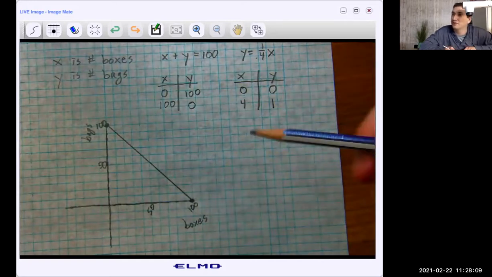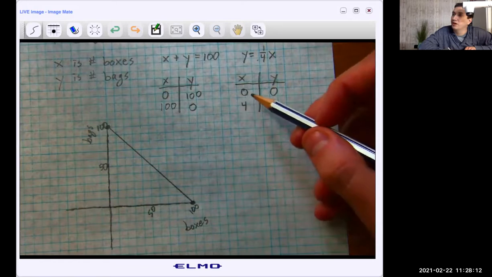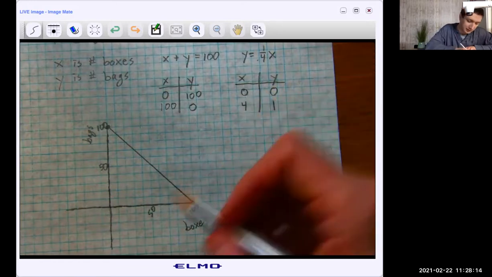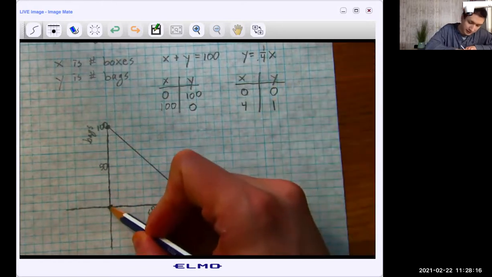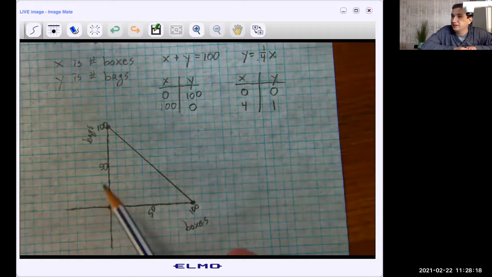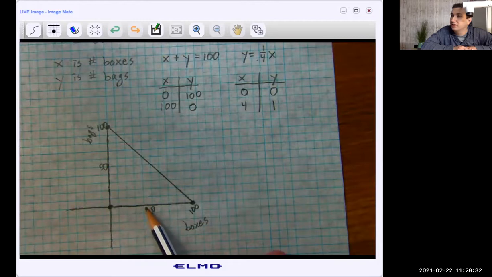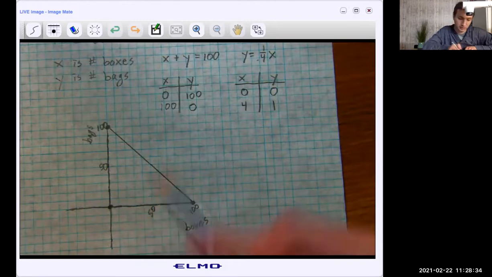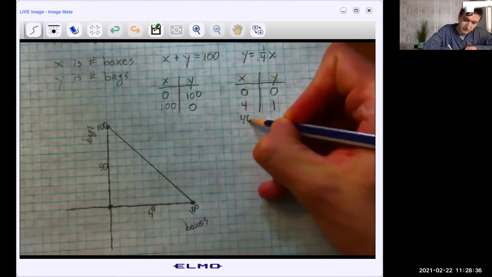I'm noticing something for my next one, though. When I graph it here, 0, 0 is going to be the origin, so that's right there where all the axes meet. It's going to be too tough for me to graph 4, 1, though. It's not going to be very accurate. So I'm thinking, let me choose a number that's easier to graph that comes out to a nice integer. Ooh, 40. Let me try a 40 in my table.